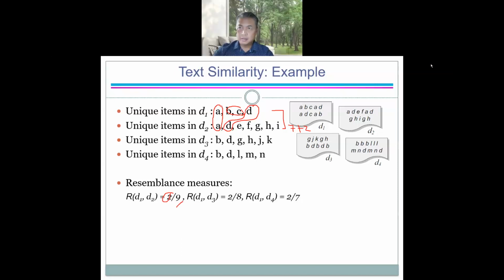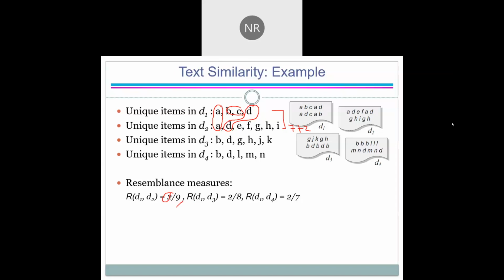Someone open mic. Can you turn off your mic? Nitya, can you turn off your mic?